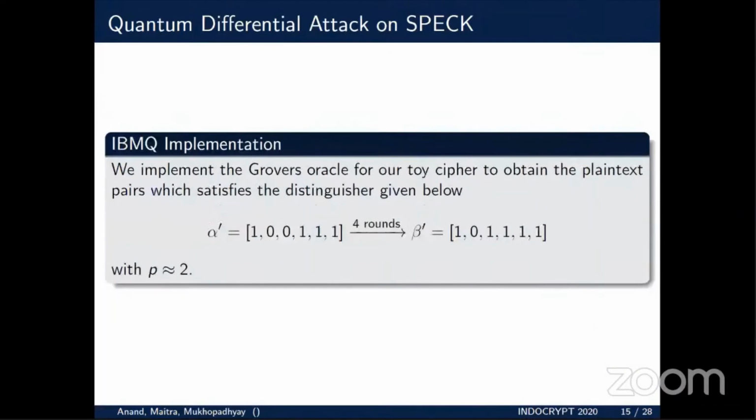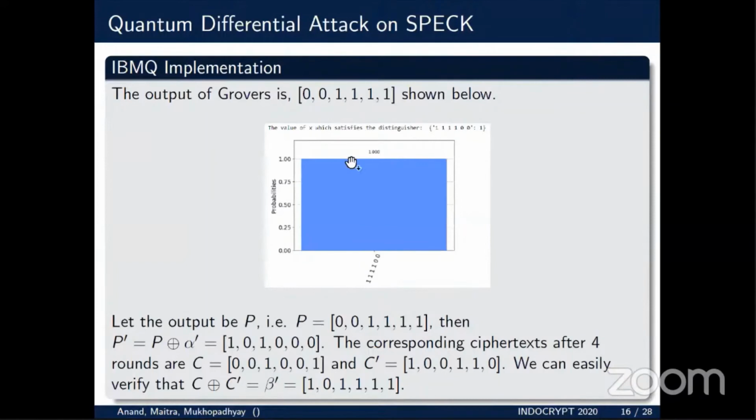We implement this on a 4-round differential trail that we obtained on the toy cipher we had constructed before, where p is equal to 2, and we got this value 001 111. The number of qubits in the IBM Q that we can use is only 32. So we obtained here just one plaintext, but we can modify the code so that we get both the plaintext pairs.